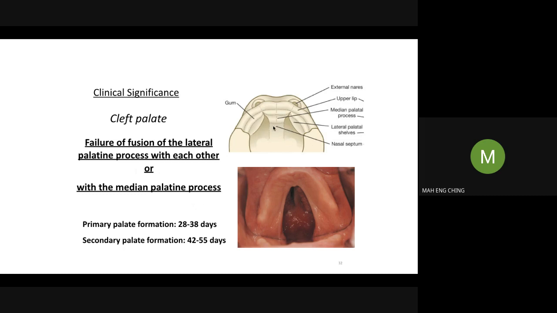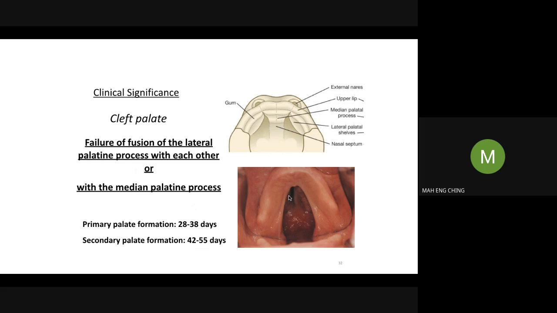Sometimes they're not joining on the left, and sometimes not on the right. Then we have a right or left palatal cleft. So the primary palate forms at about 4 to 5 weeks, and the secondary palate at about 6 to 7 weeks. So that's a typical example.